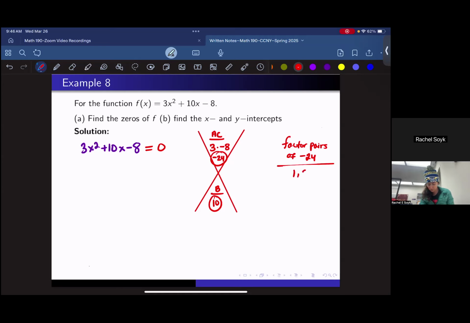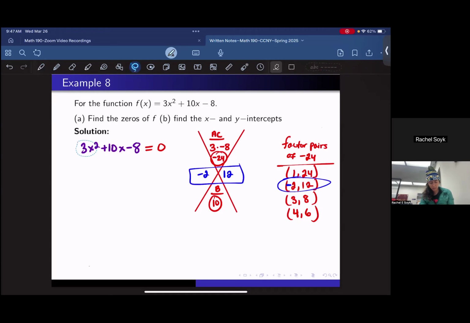So we have 1, 24. We have 2, 12. We have 3, 8, 4, and 6. And now let's manipulate with our negative. Which one can add up to a positive 10, but multiply to a negative 24? That's our whole negative 2 and positive 12.